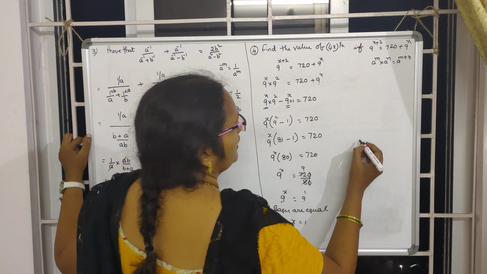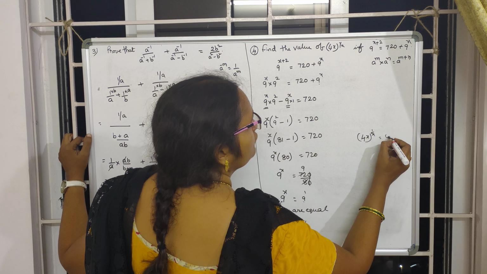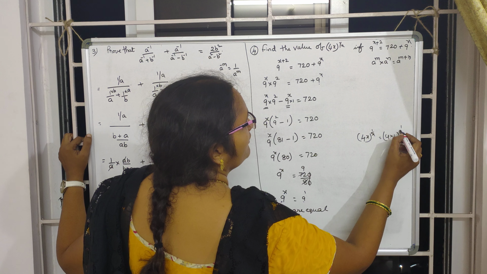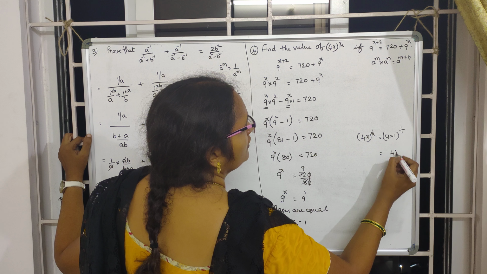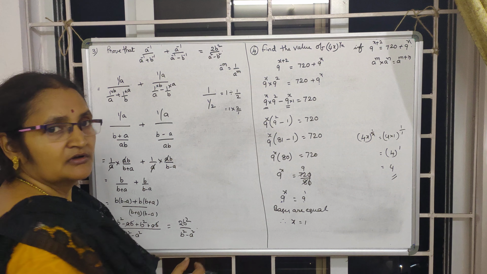If x is equal to 1, the value of (4x) whole to the power 1 by x equal to (4 into 1) whole to the power 1 by 1. That is 4 whole to the power 1. This value is nothing but 4. Clear?